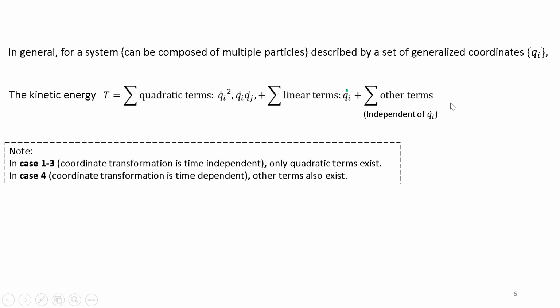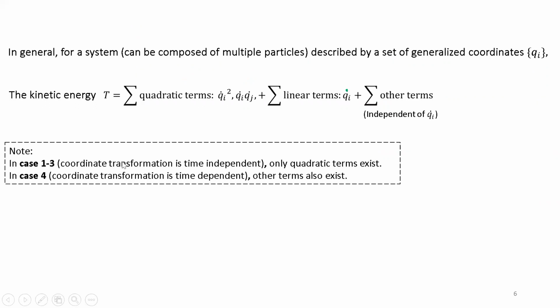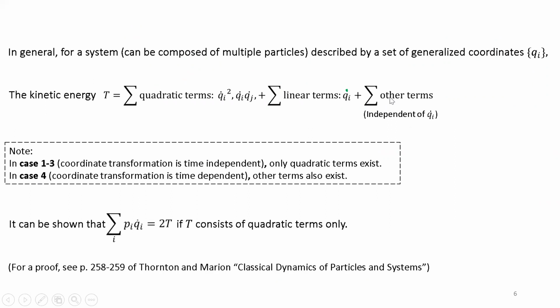And you can see that for cases 1 to 3, that is except this case, the kinetic energy only has the quadratic term. But for case 4, the time-dependent case, these two terms come out. And it is because of these two terms that we don't have the sum being equal to 2 times the kinetic energy.